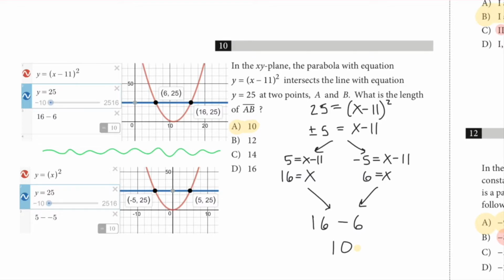So actually, what I did when I read this is I realized that the parabola could be shifted. I visualized in my head, oh, it's going to be there. Well, I kind of drew it out, and then I realized that it's the height. Since the height is not changing, the distance between these 2 points is not changing. It's going to be 5 and negative 5, which is a distance of 10.